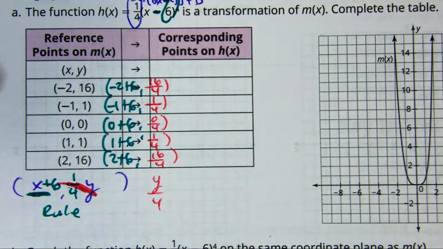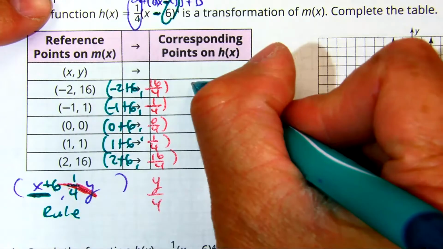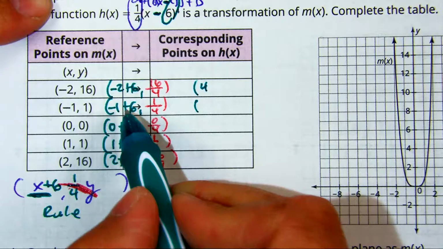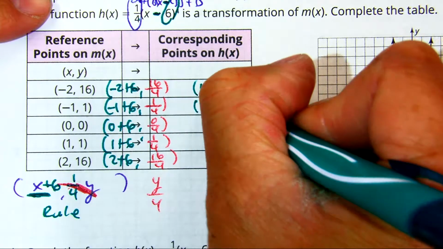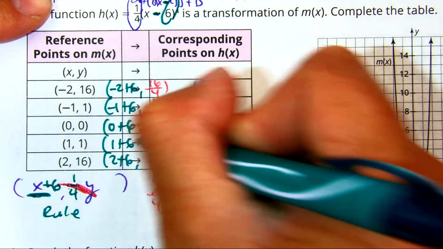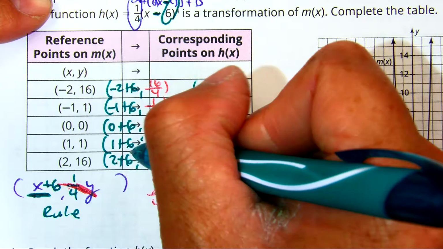Okay, let's just simplify. Class, what's negative 2 plus 6? 4. What's negative 1 plus 6? 0 plus 6. 1 plus 6. And 2 plus 6.